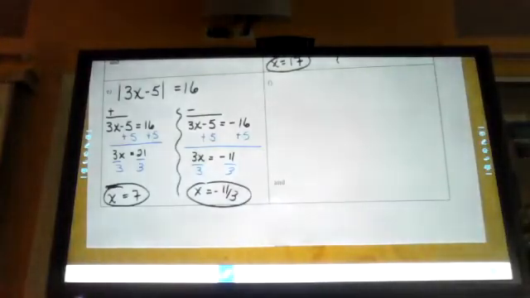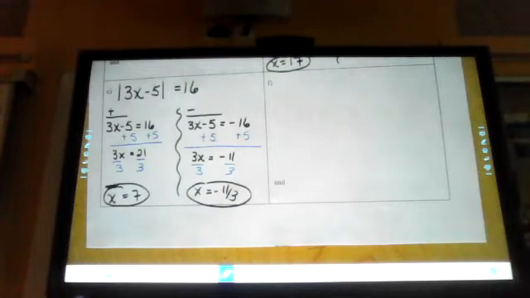Okay, welcome back, Algebra 1. These are the two answers you should be getting. Now remember, if I plug 7 in, I should get the absolute value of 16 is 16. You plug that in and it works. When you plug in, yes, negative 11/3, notice that's an ugly number, but you can still work with it, guys.